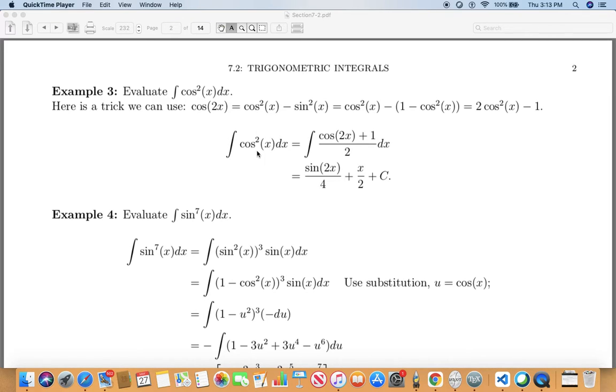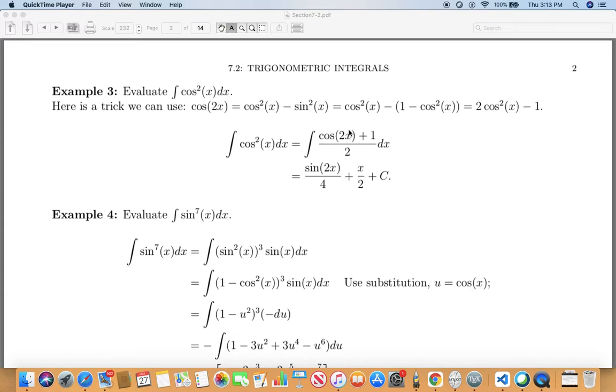So the integral of cosine squared x dx is the integral of cosine 2x plus 1 over 2. That simply comes from this formula. Taking integration, what is the integral of cosine? It is simply sine. Don't forget, this 2 makes one more 2 in the denominator with the original 2, so that's why I have a 4 here. The integral of cosine is sine, and that 2 gets me a 2 in the denominator.